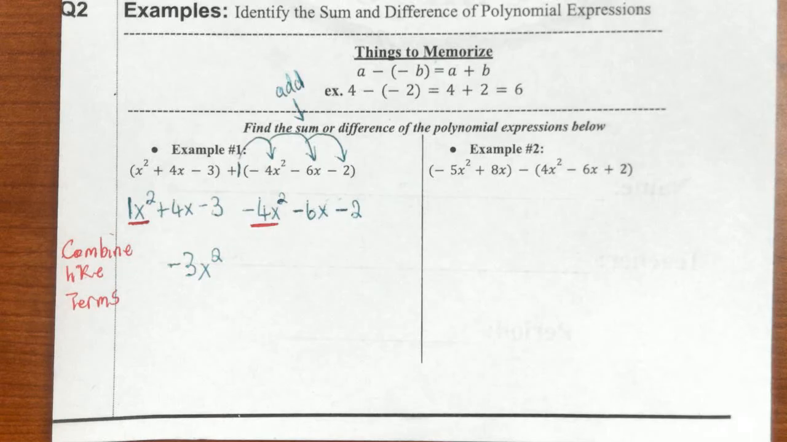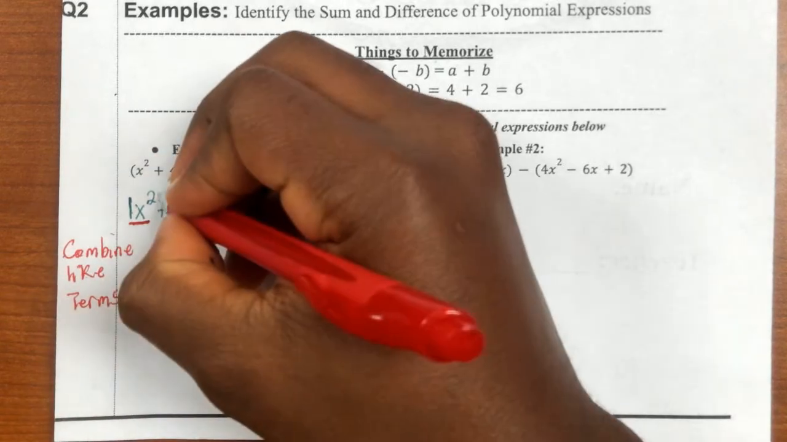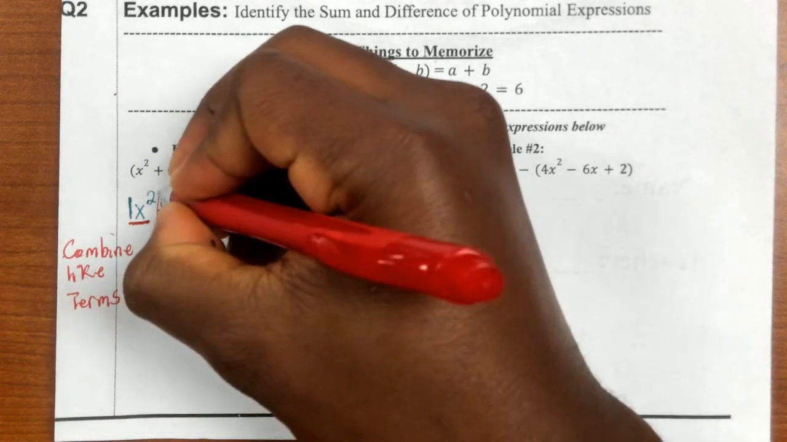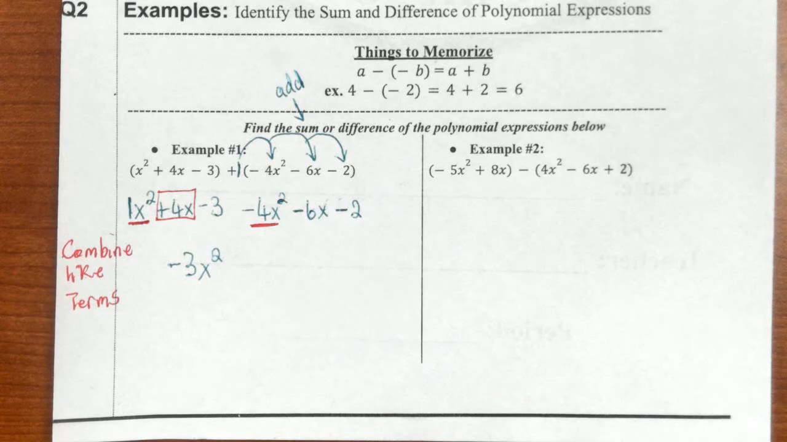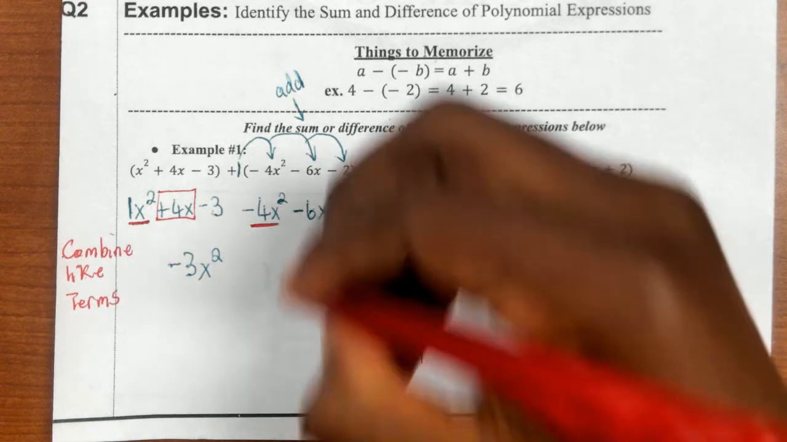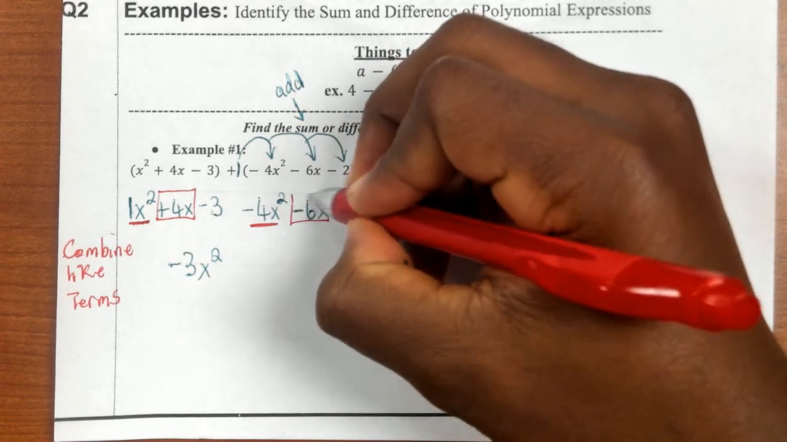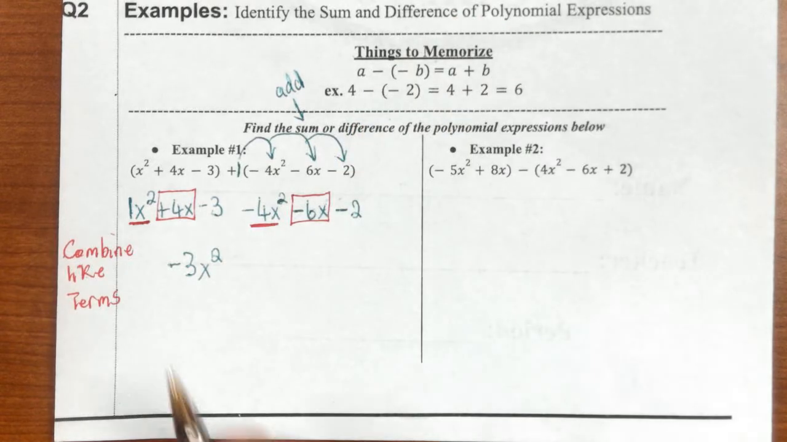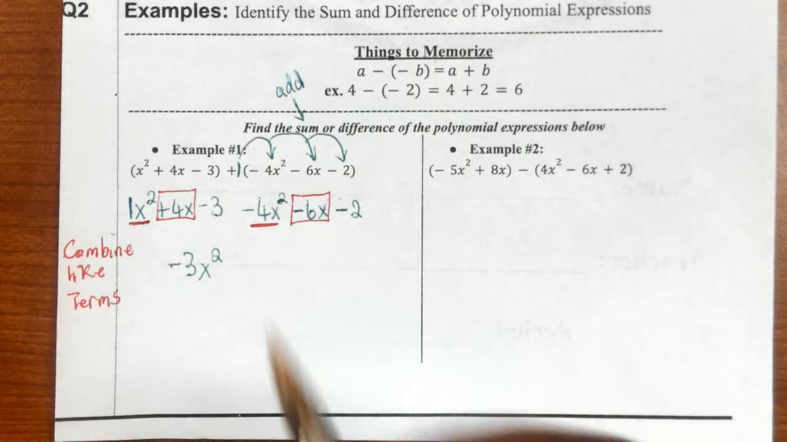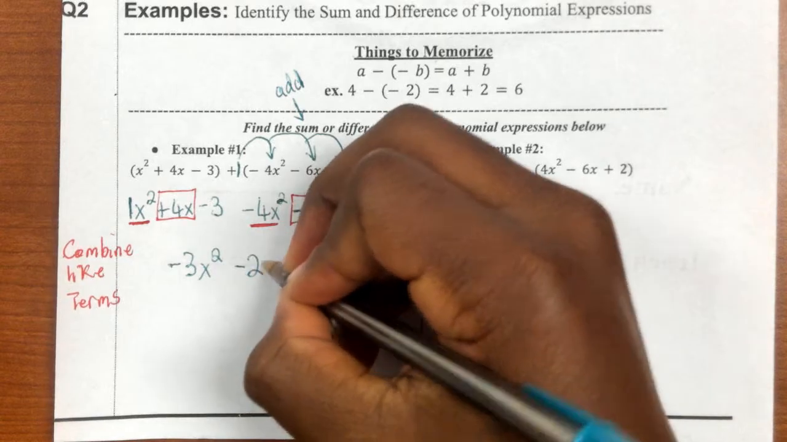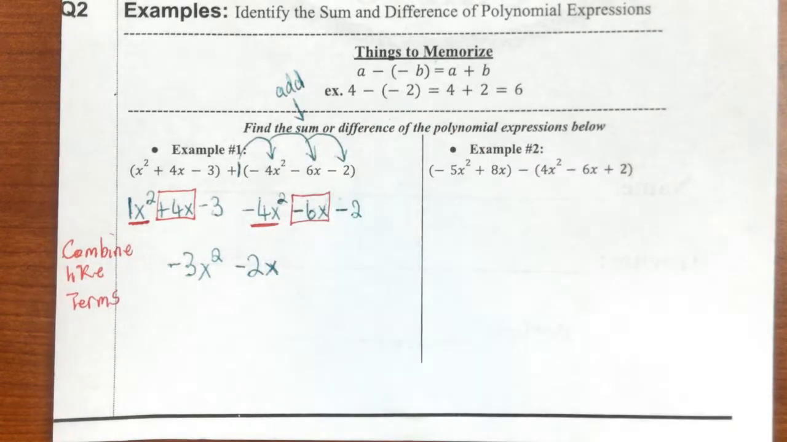So now I'm going to look at my x's, okay? So here I have a positive 4x. Do I see any other x's? Yes, I see a negative 6x. 4x minus 6x will give me negative 2x, all right?